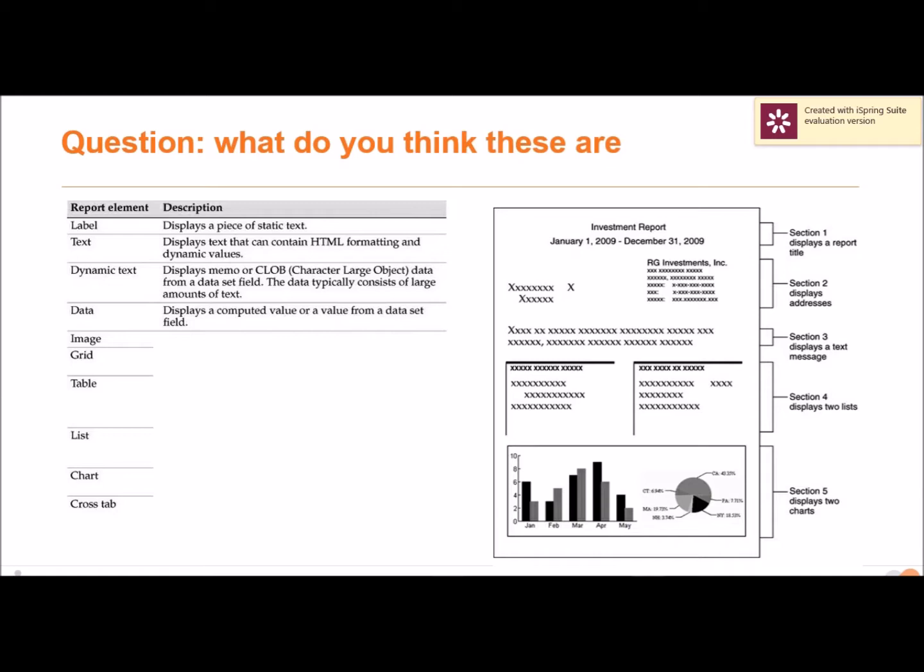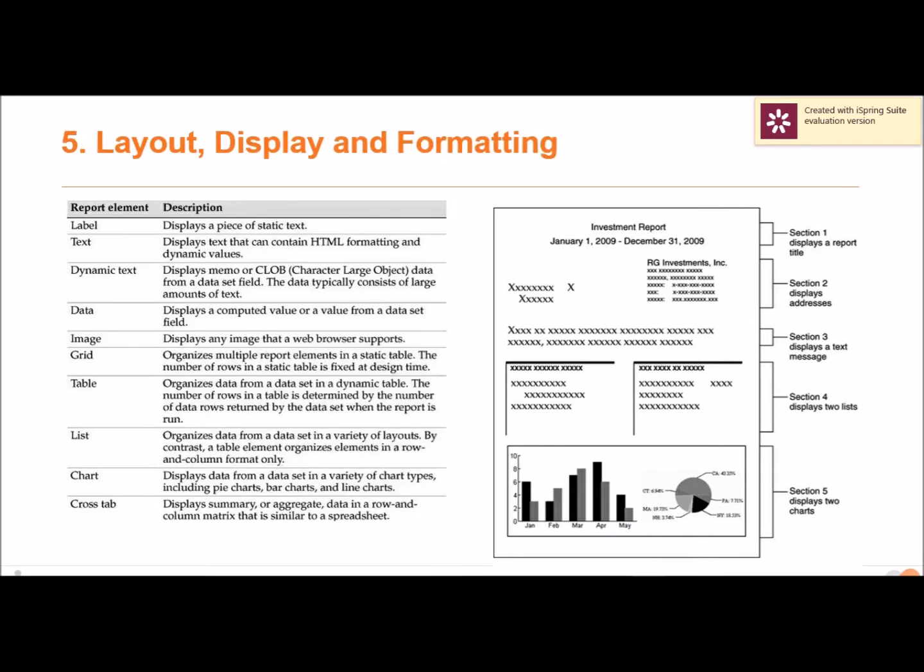Chart displays data in chart types. You can see here. And crosstab summarizes the data. So it aggregates data in a row and column matrix. So here are the answers. Like you can see, multiple report elements in a static table.